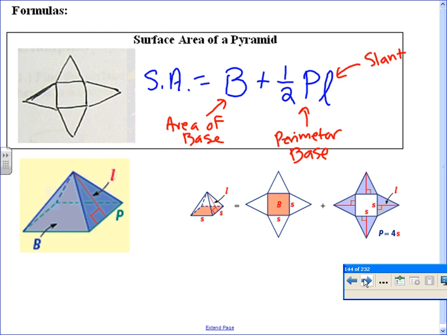Mary? You sure? Justin? No. Nope. Because the B takes care of that because it's still going to be the area of the base. Good questions. All right, so let's try one example. Okay, we'll do it slowly.